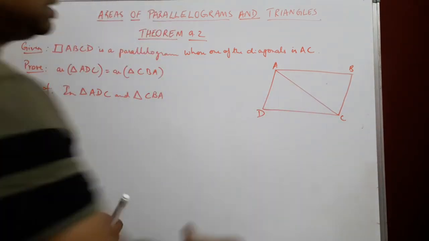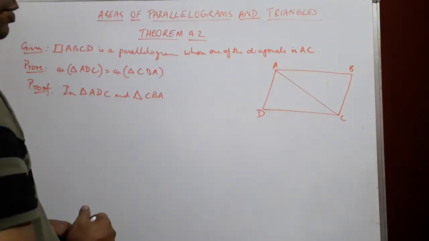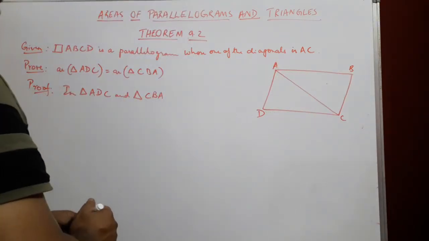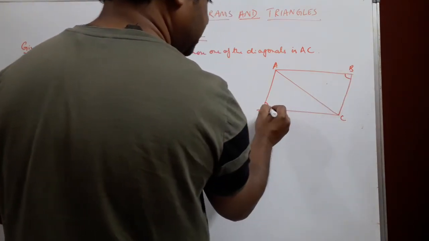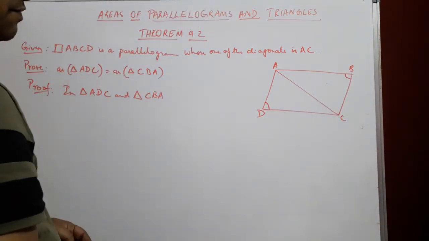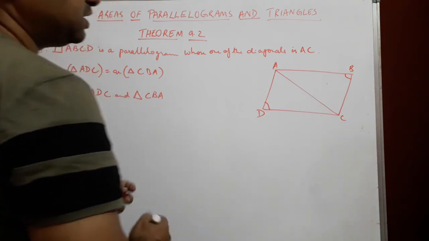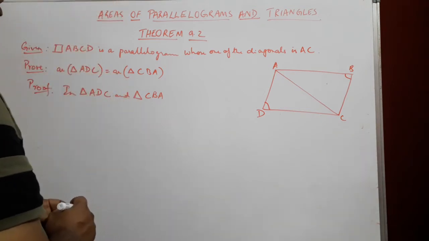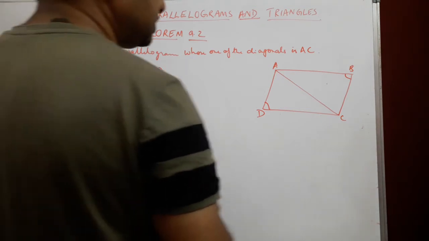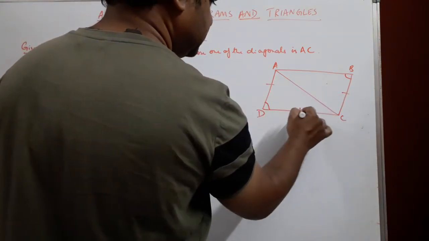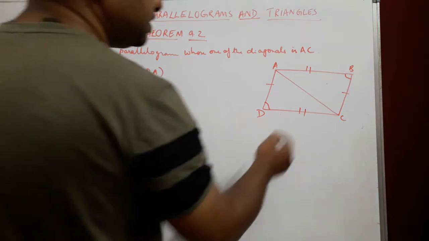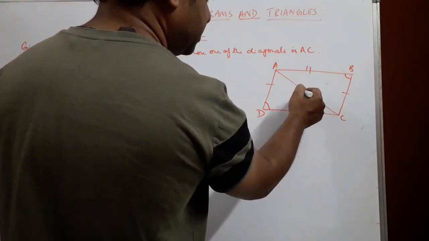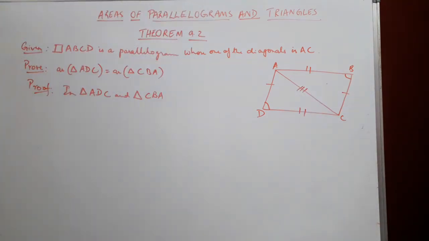In these two triangles, what can we find? We know that this is a parallelogram. In parallelograms, opposite angles are equal to each other, so this angle is equal to this angle. What else do we know about parallelograms? Opposite sides are also equal to each other, which means this side will be equal to this side, and this side equal to this side. And we also share a common base over here, which is AC.